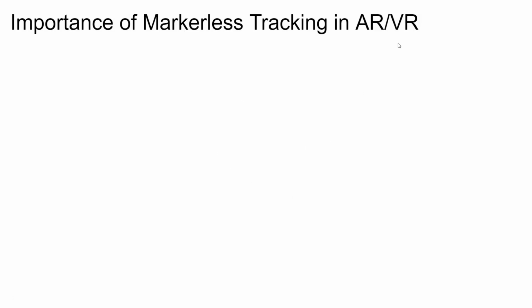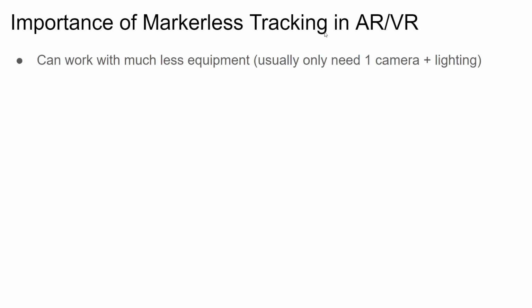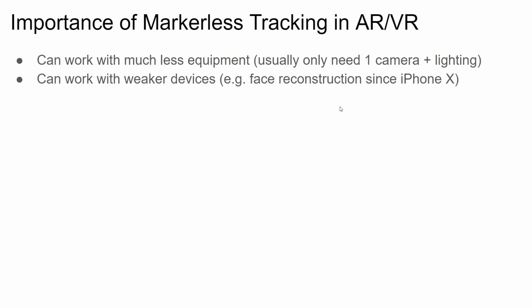In AR and VR, we use markerless tracking a lot because it works with a lot less equipment. So like I said, you only need one camera plus lighting usually. It can work with weaker devices because a lot of markerless tracking methods use machine learning, meaning that they have trained on data already, and now they just need to do the prediction, which, calculating the actual prediction based on a trained data set is relatively trivial. It's the training that's usually the hard part of machine learning. So anyway, this means that you can do the tracking with weaker devices, like the iPhone X, for example, had 3D face reconstruction.